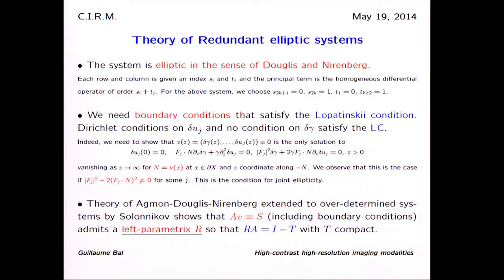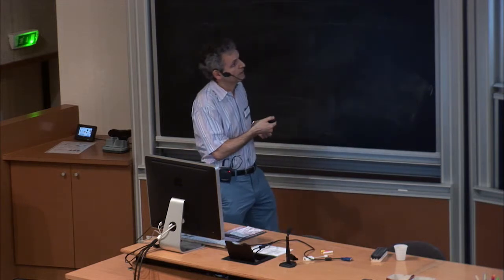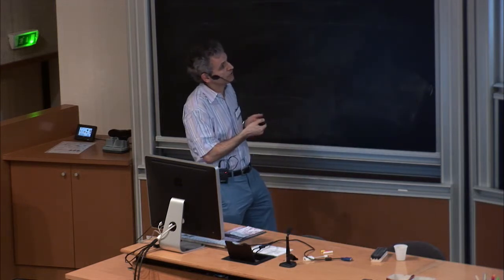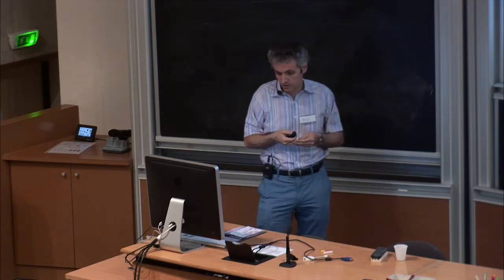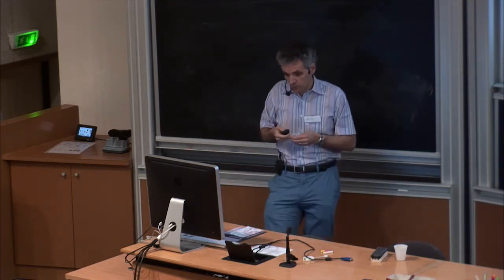Once you have ellipticity inside the domain, you need to make sure that you find boundary conditions that are compatible with this ellipticity, that have to satisfy the Lopatinsky condition. You verify that on the specific example of interest, you can choose boundary conditions such that this is the case. And once you've done this, you are in the setting of application of the Agmon-Douglis-Nirenberg theory, which has been extended by Solonnikov in the early 70s to overdetermined systems, which tells you the following.